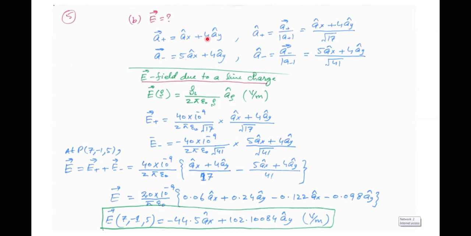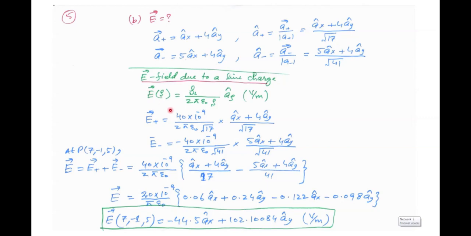Using the coordinates of the line charge and the field point, we obtain this vector, and similarly using the coordinates of the image charge, line charge and the field point, we obtain a minus vector. On the right side, a plus k represents the unit vector directed along the a plus vector, which is obtained by dividing this vector by the magnitude of a plus vector, and the unit vector in the direction of a minus vector is obtained by dividing the a minus vector by the magnitude of a minus vector.